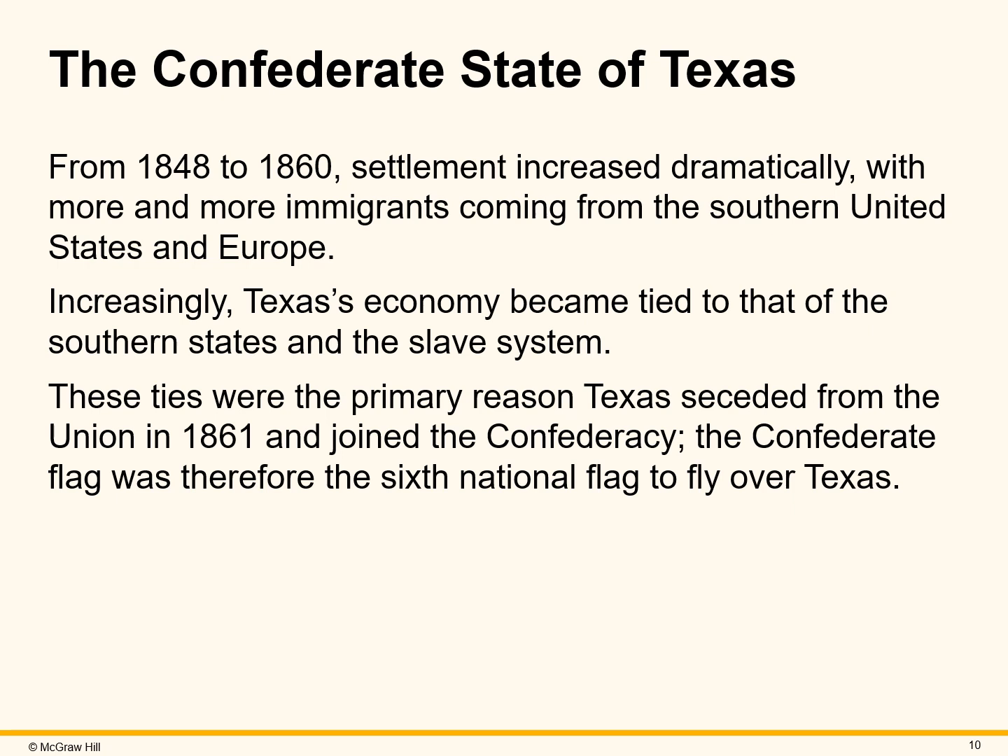The Confederate State of Texas. From 1848 to 1860, settlement increased dramatically with more and more immigrants coming from the southern United States and Europe. Increasingly, Texas's economy became tied to that of the southern states and the slave system. These ties were the primary reason Texas seceded from the Union in 1861 and joined the Confederacy. The Confederate flag was therefore the sixth national flag to fly over Texas.